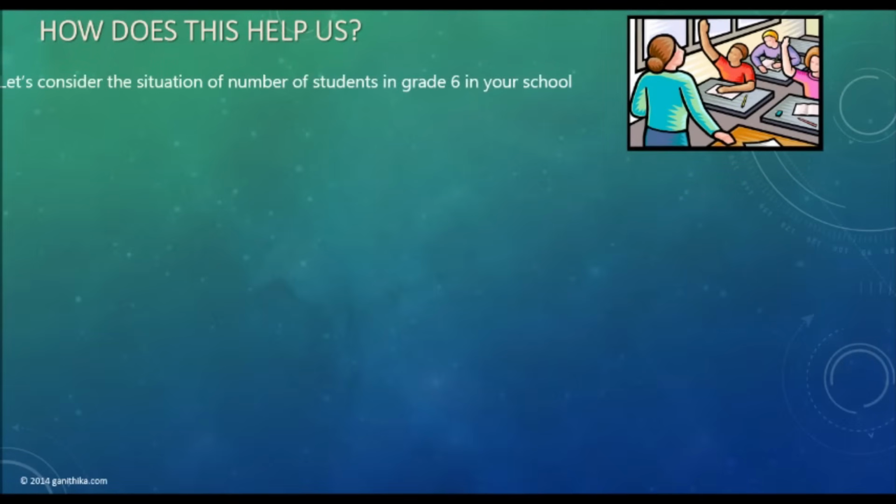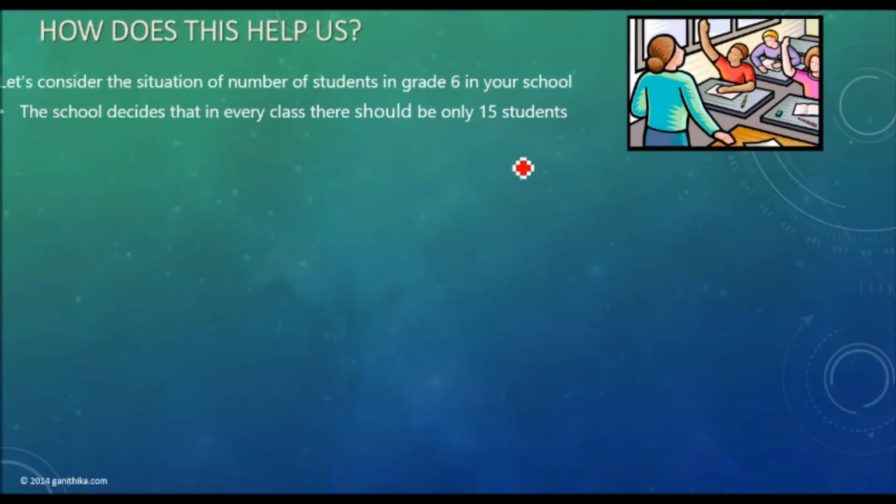There are some students in your class. We don't know how many of them there are. Let's see. The school decides that in every class there should be exactly 15 students. Okay, but there can be any number of sections. They don't bother about the number of sections, but in each class there should be only 15 students.